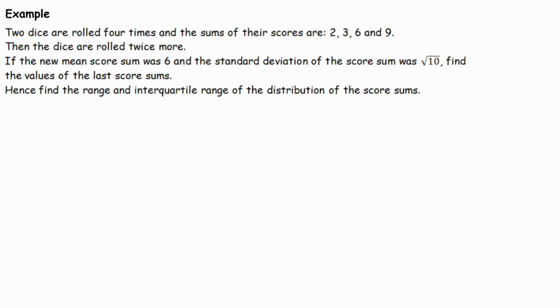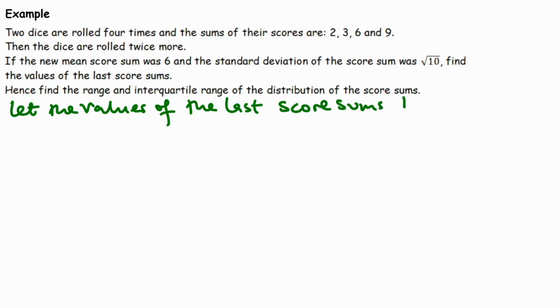So we don't know what the last two score sums were. So we can start by saying that, well, letting them be x and y. So we can say let the values of the last score sums be x and y.